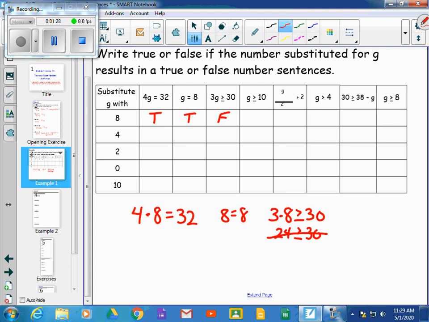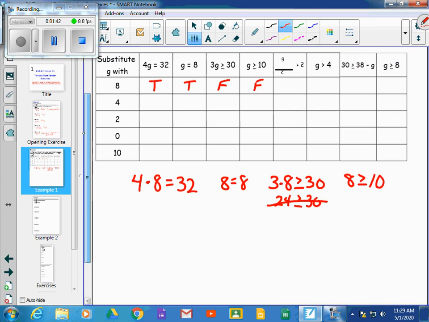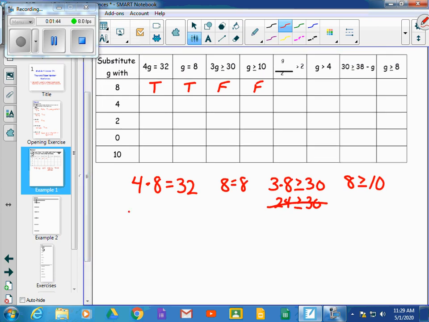The next one, we substitute an 8 in for G. That would result in a false statement as well. I'm going to do the next line here. We have, if I substituted 8 in for the next one, I would have 8 divided by 2. 8 divided by 2 is 4. 4 is greater than 2, so that would be a true statement.